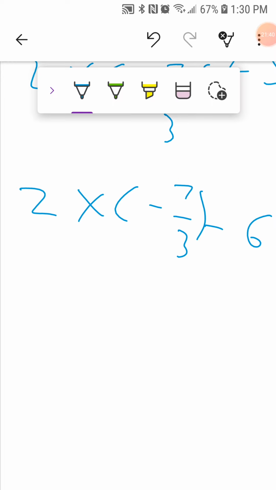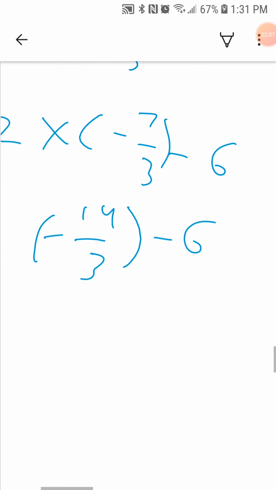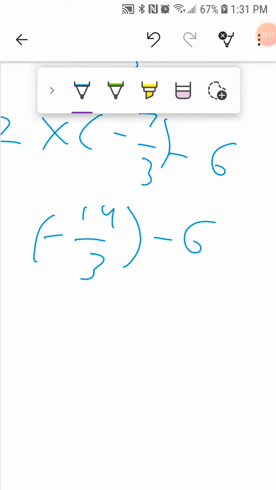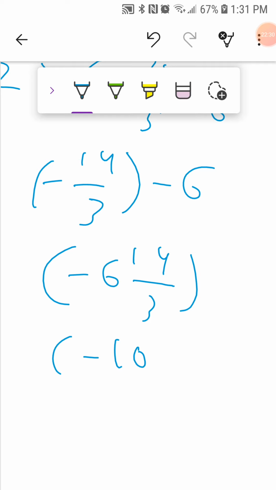So this bit, we have a multiplication. So it will be negative. We get 2 times 7 is 14, and 1 times 3 is 3. Yeah, because then it's just 2 over 1, so 2 times the 7 and 1 times that. Okay. And then a negative number minus a positive number, so we're going further down. So that just becomes negative 6 and 14 thirds, or negative 10 and then 4 times 3 is 12, and 2 thirds.